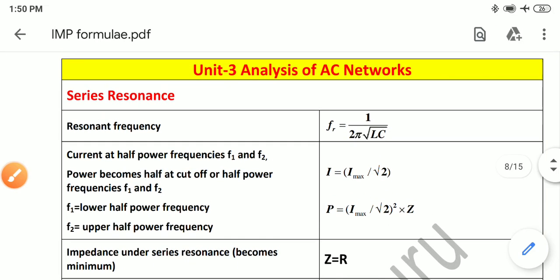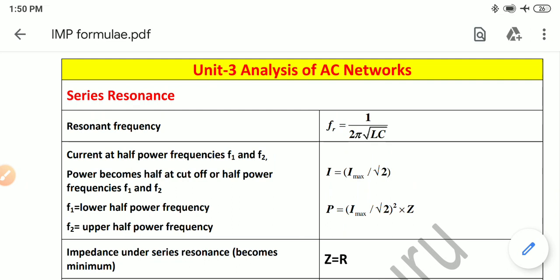In this video, I'm going to explain some important formulas for the subject Basic Circuit Analysis, Unit 3, Analysis of AC Networks. In that, the first topic is series resonance. The resonant frequency is given as Fr is equal to 1 by 2 pi root LC.